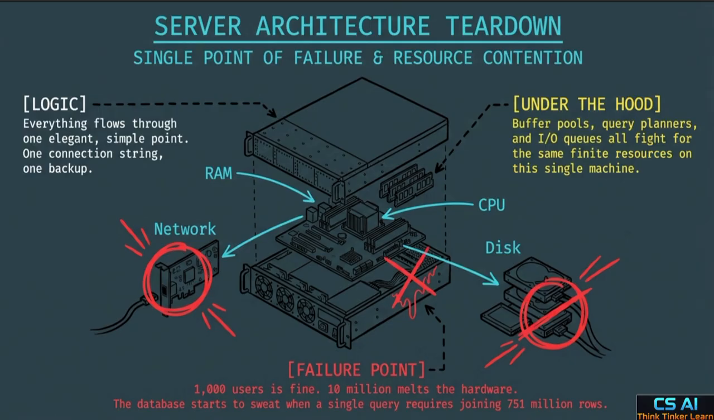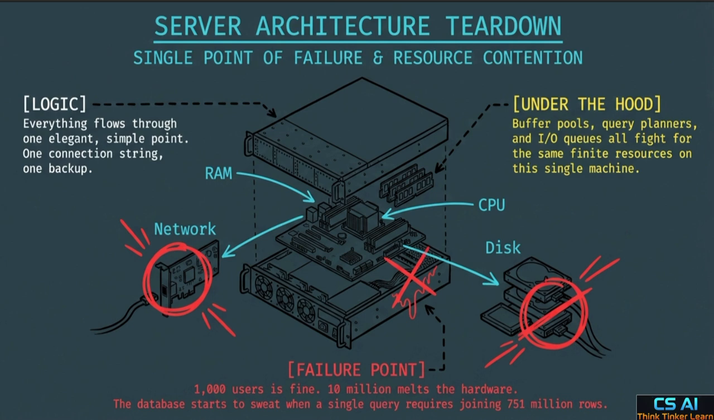Let's start our server architecture teardown with a fundamental problem: single point of failure and resource contention. From a logic perspective, it seems simple. Everything flows down through one elegant point, one connection string, one backup. But under the hood, it's a battle. Buffer pools, query planners, and IO queues all fight for the same finite resources on this single machine, including the RAM, CPU, network, and disk.